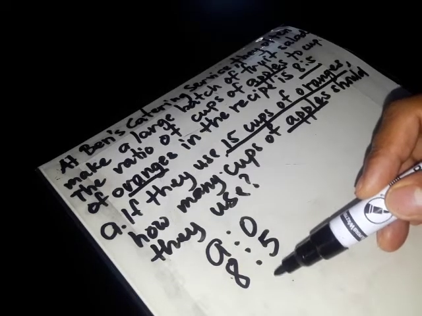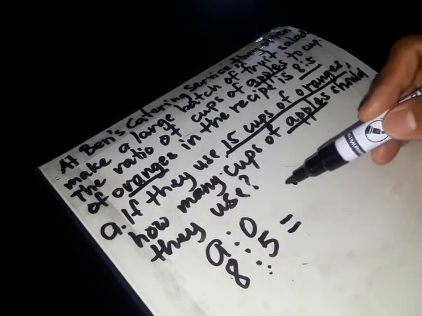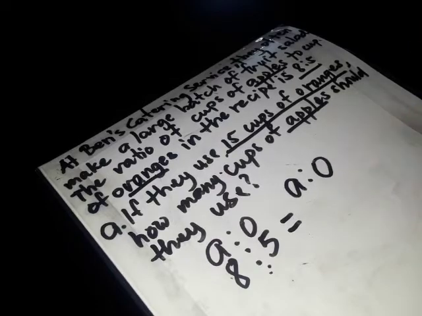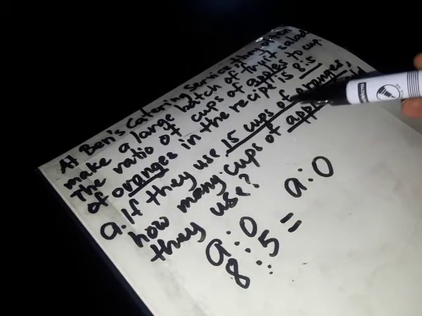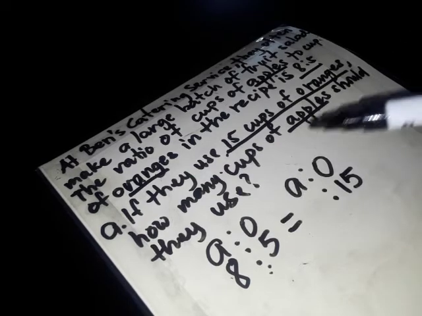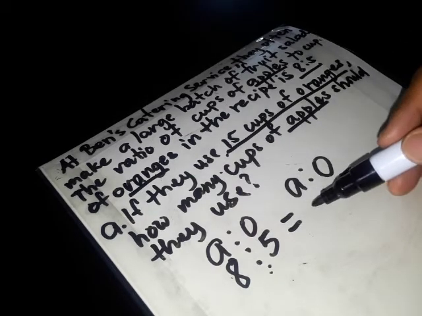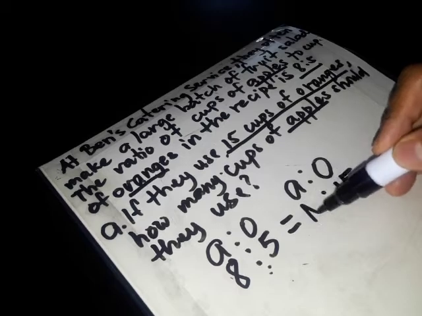So, ngayon, punta tayo sa question letter A. If they use 15 cups of oranges, so, ngayon, saan natin ilalagay ang orange? Ang orange dapat ay nasa pangalawa. So, alalahanin natin na ang arrangement ay apple is to orange. Okay? So, ang nakalagay dito sa A, if they use 15 cups of oranges. So, ang oranges ay 15. So, dito dapat ang 15, hindi sa una. Okay? How many cups of apples should they use? So, ang N natin, yung hinahanap natin, you can use any letter. Pero ngayon, gagamit na lang tayo ng N.